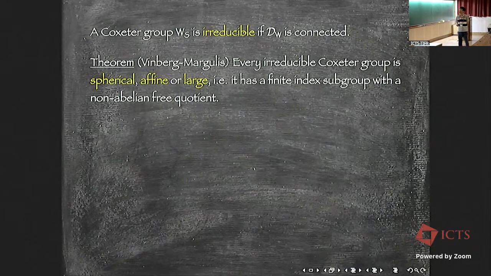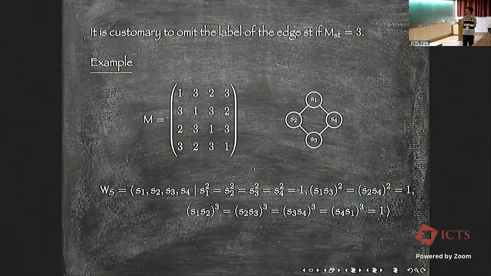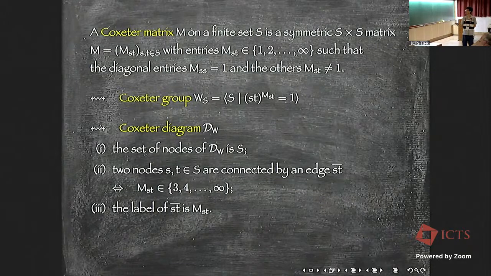Then the Coxeter group is called irreducible when the graph is connected. When m_ST is 2, then there is no edge. Sorry, so there is an edge connecting when m_ST is different from 2.